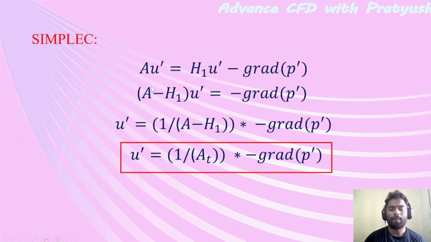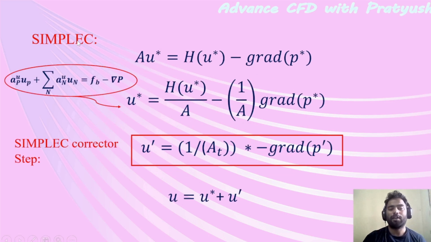Now if you go further, I've taken this term on the left side. So this term becomes (A minus H1)U' equal to minus grad P'. Further, I have modified that to U' equal to 1 upon (A minus H1) star into grad P'. And this complete corrector equation can be written in the form of AT. So this will become U' equal to 1 upon AT into minus grad P'. This has been modified in simpleFOAM to make it simpler.